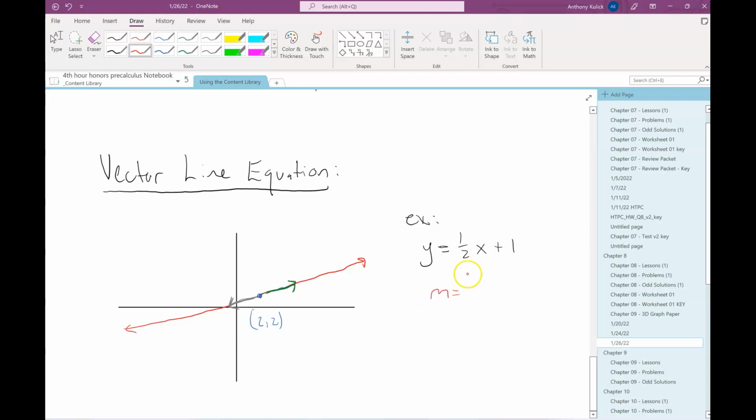In this graph, or this line, what is the slope? What is the value of the slope in this one? 1. Half. 1/2. Okay.